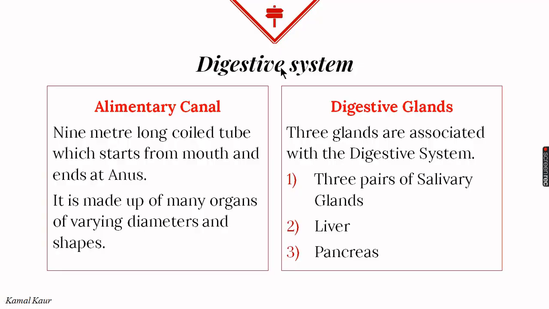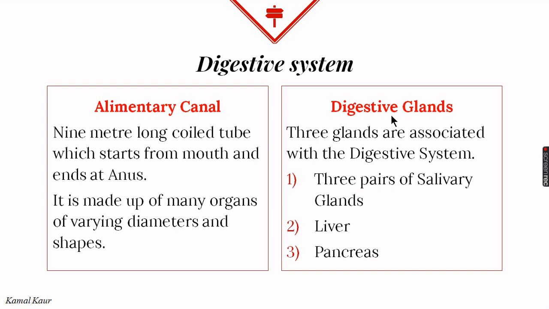So digestive system in humans is made up of two main parts. One is alimentary canal, which is a 9-meter long coiled tube, starts from mouth and ends at anus. And in between mouth and anus there are many other organs which have varying diameters and shapes. The purpose of alimentary canal is to break down complex food into the simpler form, and for that purpose we need enzymes also, and these enzymes are secreted by the digestive glands.